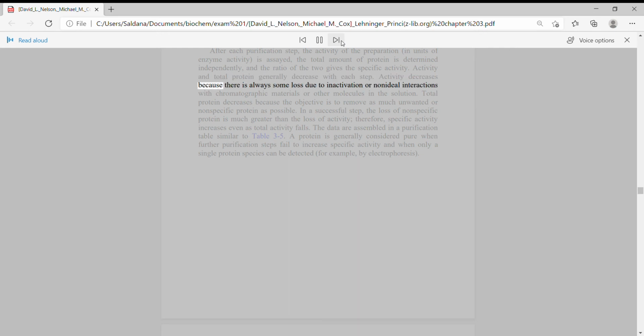Activity decreases because there is always some loss due to inactivation or non-ideal interactions with chromatographic materials or other molecules in the solution. Total protein decreases because the objective is to remove as much unwanted or nonspecific protein as possible. In a successful step, the loss of nonspecific protein is much greater than the loss of activity. Therefore, specific activity increases even as total activity falls. The data are assembled in a purification table similar to Table 3-5.